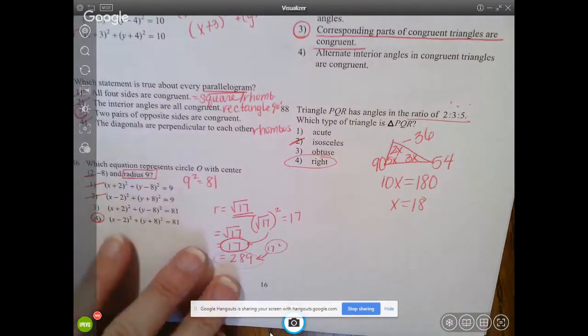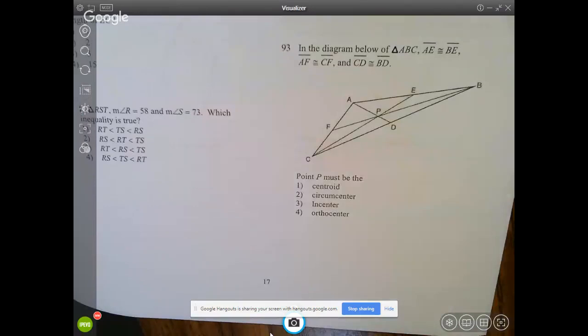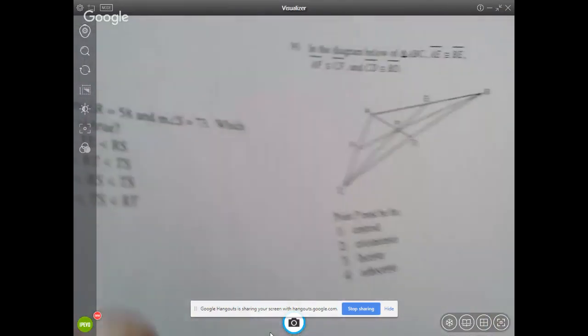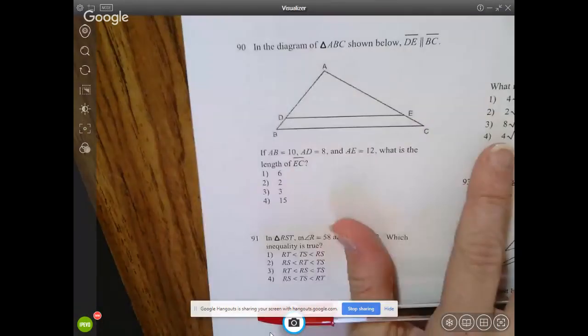Did everyone get this right? Yes, no? 89. Okay, we'll stop at 97 and take a brain break.